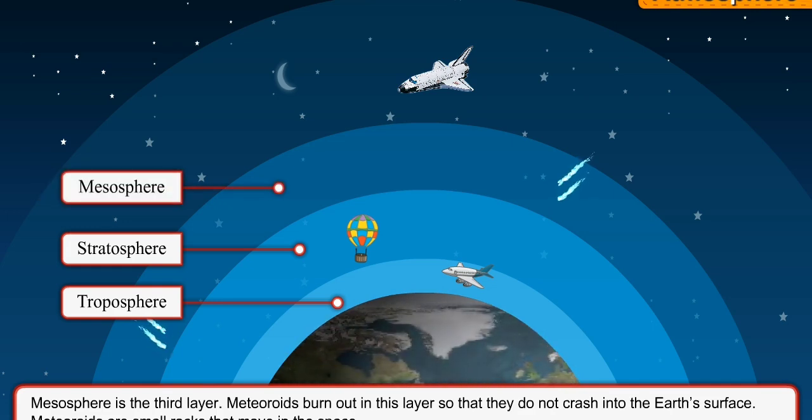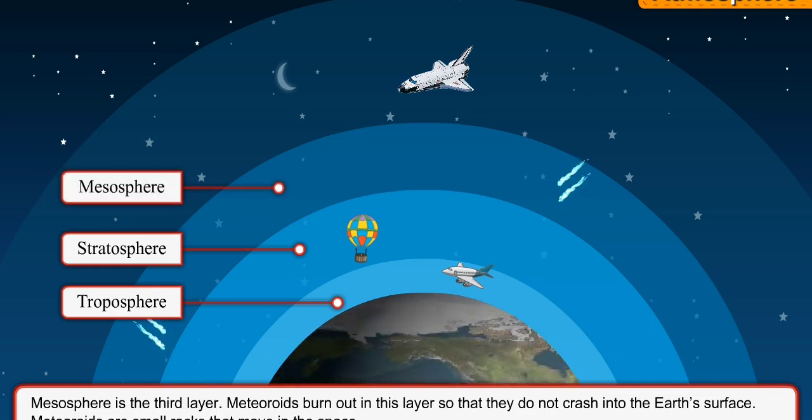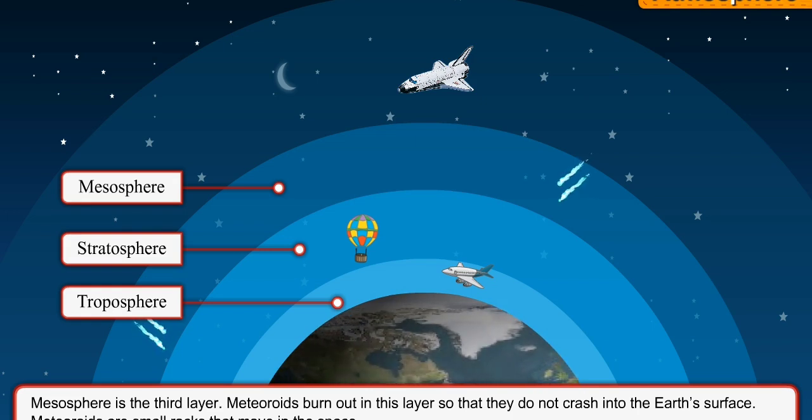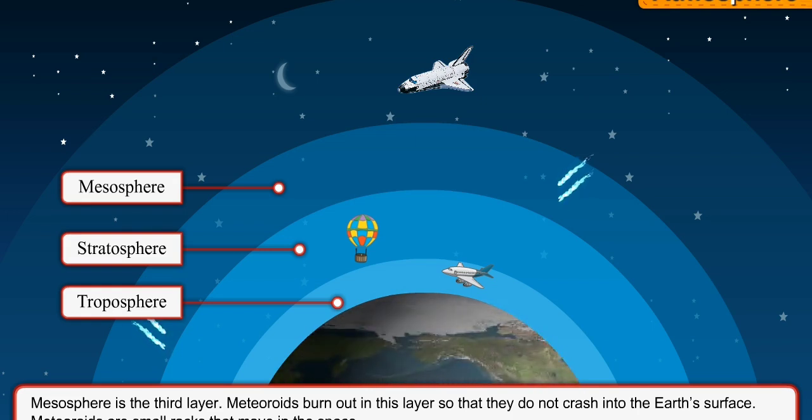Mesosphere is the third layer. Meteoroids burn out in this layer so that they do not crash into the Earth's surface. Meteoroids are small rocks that move in space.